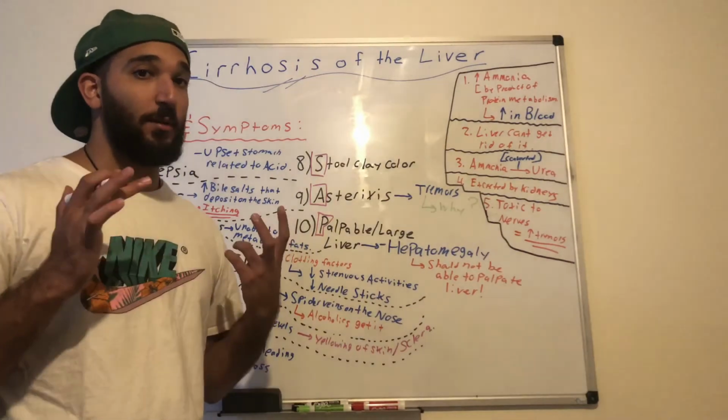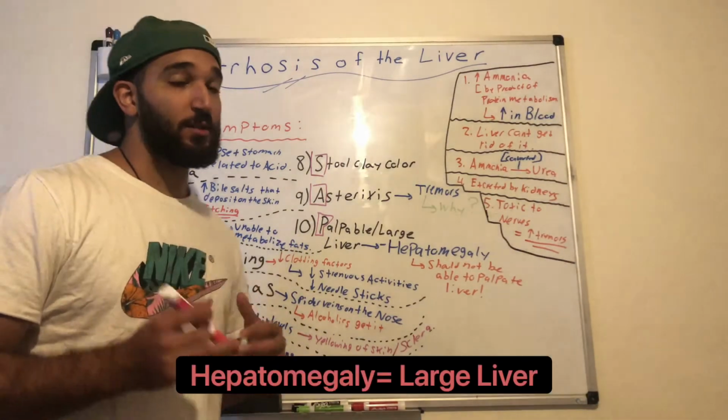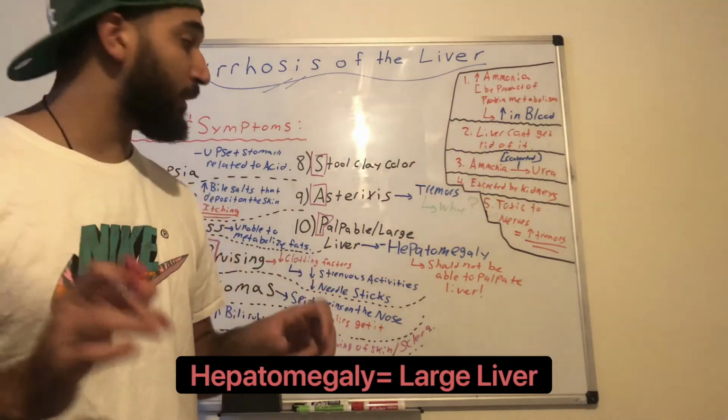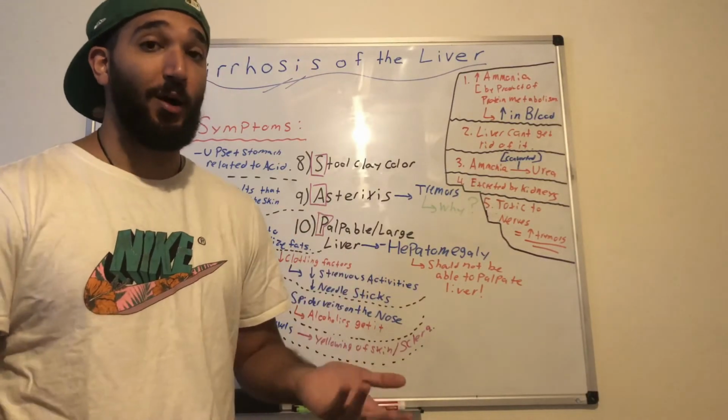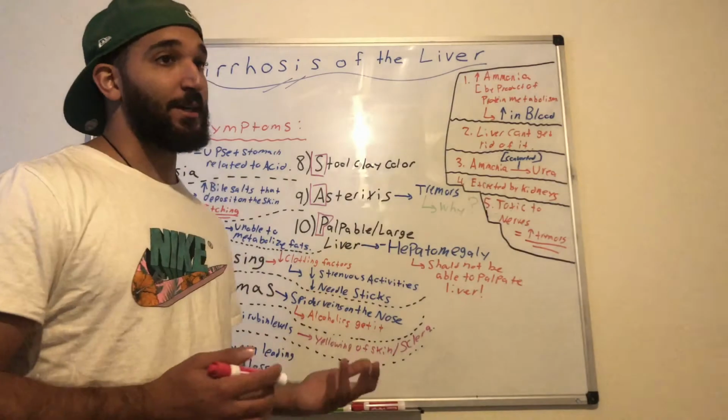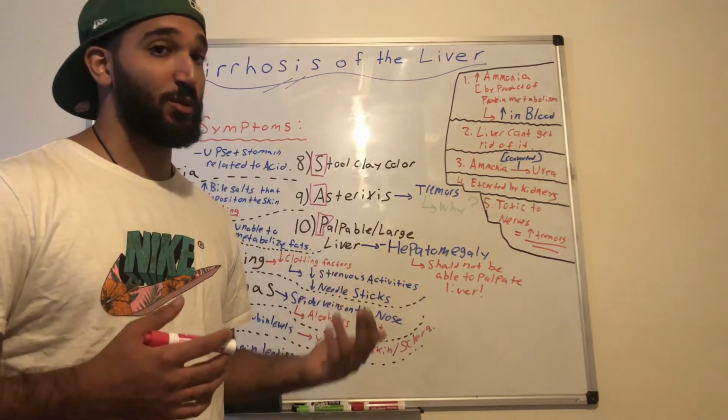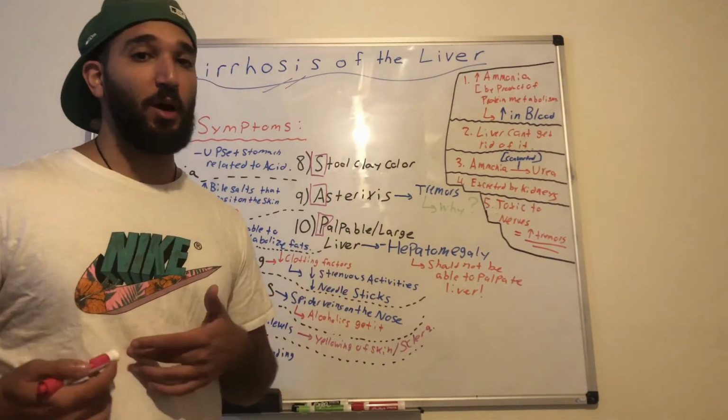A patient is going to have a palpable liver. This is also known as hepatomegaly. Typically, you should not be able to palpate a liver. In this case, the liver is enlarged due to cirrhosis, so you should be able to palpate it.